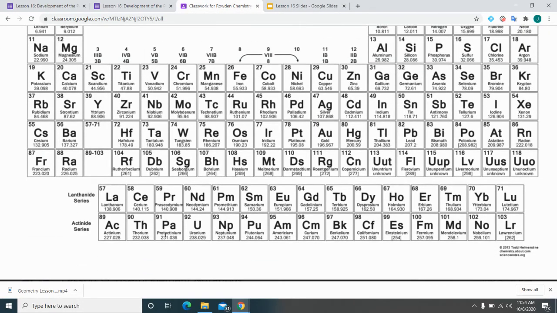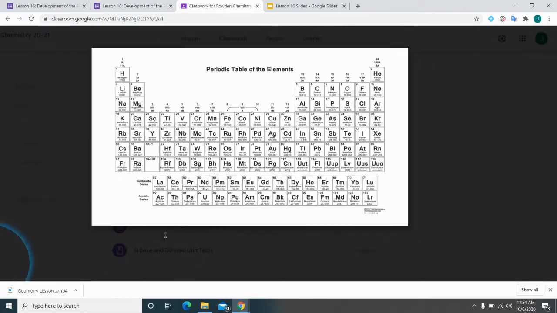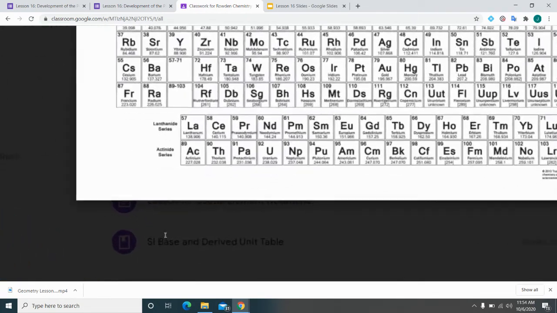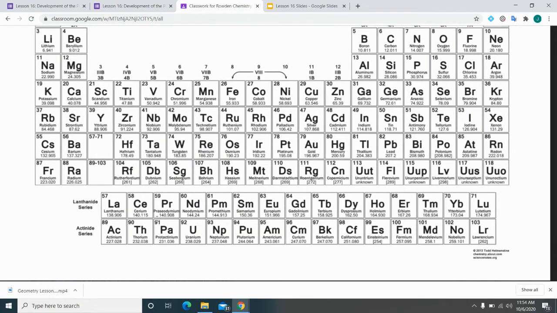So I'm talking about these. Oh, you know what? This table doesn't even have the transuranium elements. No, I'm sorry, it does. Look right here. Go to 92. Right down here, uranium. Everything with a number higher than uranium, we call transuranium, or after uranium.